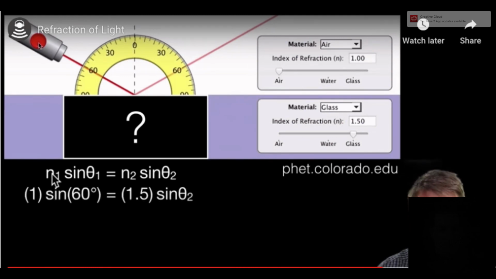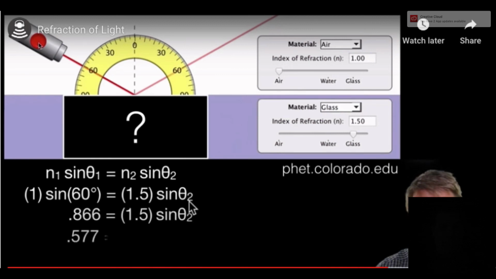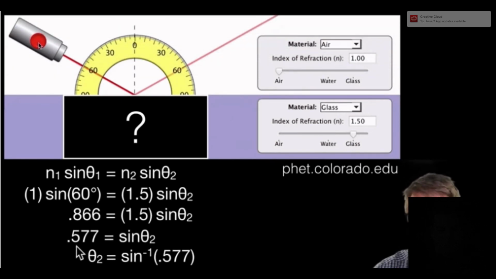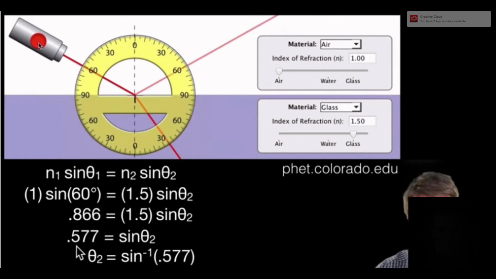So I plug in what I know. This is the index of refraction of the light, the angle coming in, the index of refraction of the glass, and this is the angle coming out. So I solve for that. Now I've got sine of theta 2 equals 0.577. So I have to take the inverse sine to figure out what that angle is going to be. And I get around 35 degrees. You may want to pause the video and make sure that you get an answer that's similar to that. Now we could remove the question mark, and you can see that that angle is 35 degrees. Also, you can see it's less, and the reason it's less is we're going from an area where light is faster to an area where it's slower.